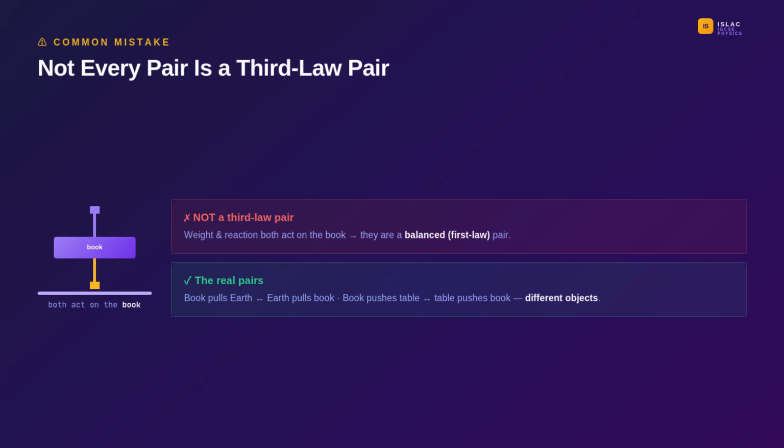The true third law partner of the book's weight is the book's gravitational pull on the Earth. The real partner of the table's push is the book pushing down on the table. Third law pairs always act on different objects.